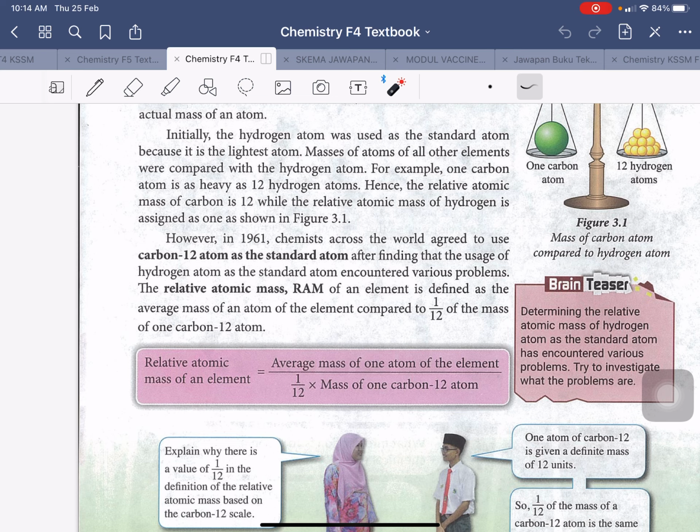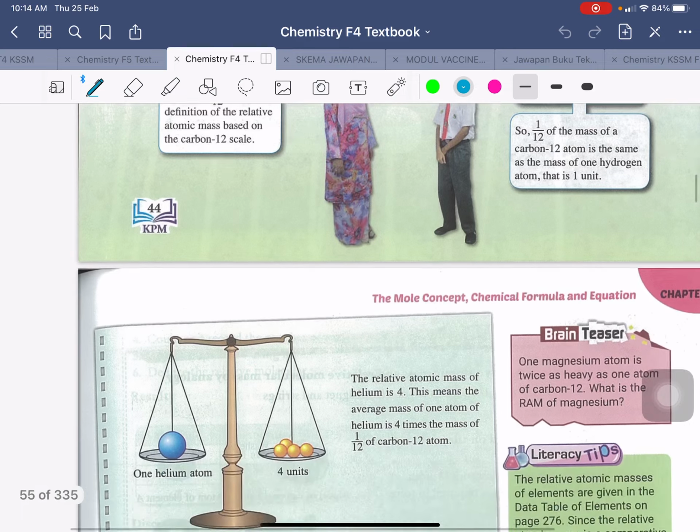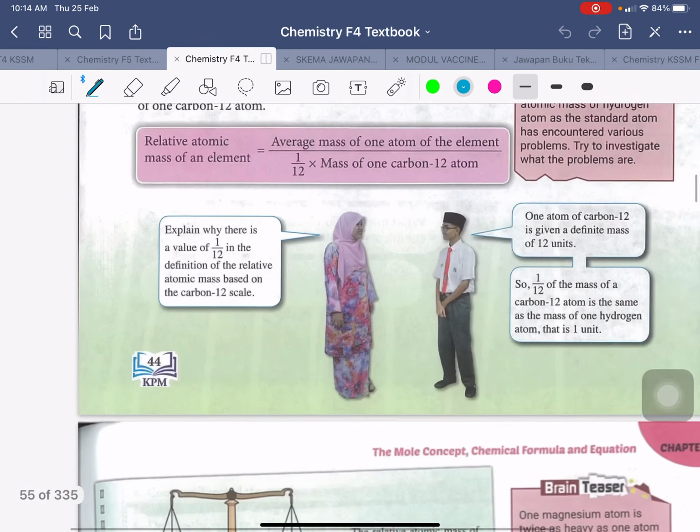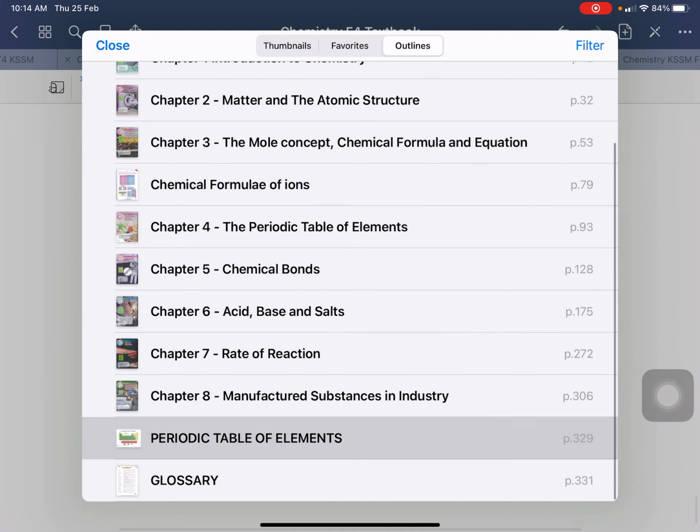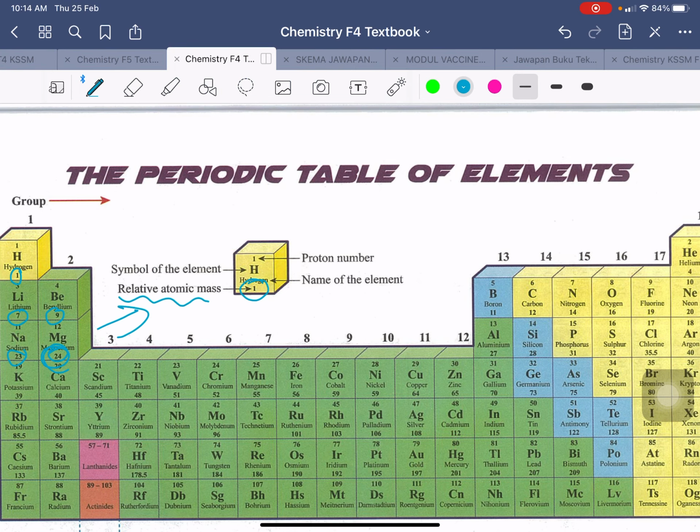RMM of an element. Contoh apa elemen yang kita mau cari sekarang? Contohnya mg lah. I put here mg. Kita mau cari elemen mg punya RAM. So average mass of one atom of the element. Kita tengok jadual berkala unsur. Where is the jadual berkala unsur? Tengok mg. Mg is 24 ba? Ni nah. 24. Okay? 24.